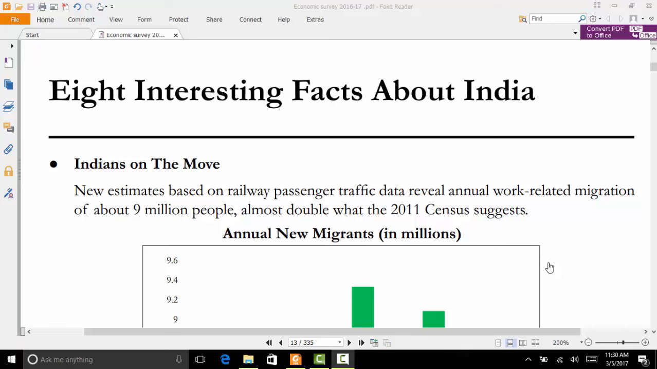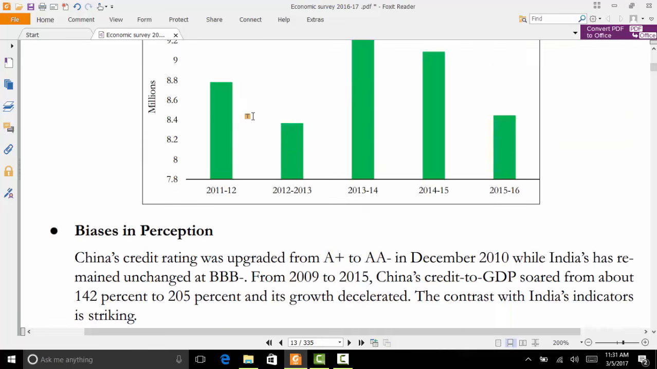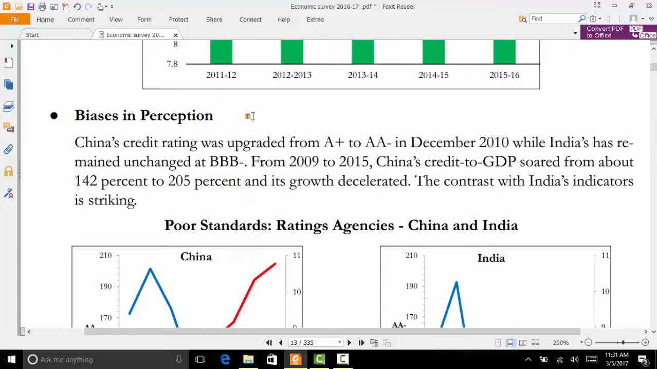So you start with eight interesting facts about India. In the initial part, it tells about railway passenger traffic data that shows work-related migration annually of about 9 million people. So the annual work-related migration of about 9 million people has almost doubled from the 2011 census. So it just tells about migration. You can remember this, or you can even leave this as well.